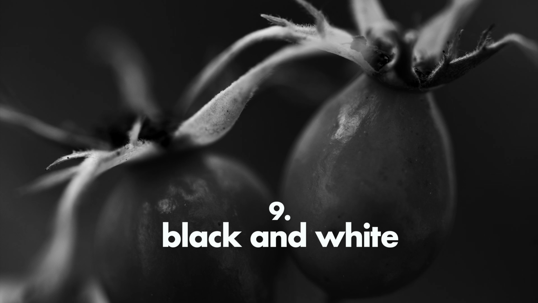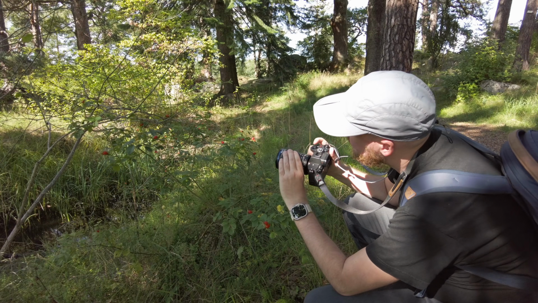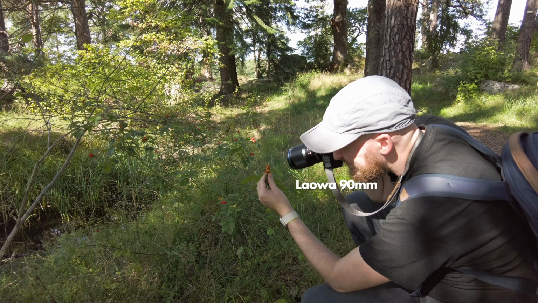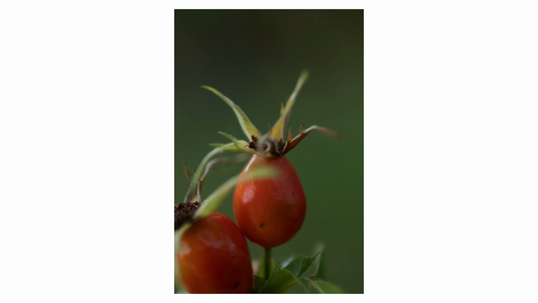Idea number 9, black and white. Black and white, I think, is a great thing to use in abstract macro photography. Especially if you're shooting something that you think is interesting or beautiful, but it doesn't look that beautiful when you inspect it in the camera, and maybe the colors are not that beautiful, they are a bit washed out, or you don't like them simply.